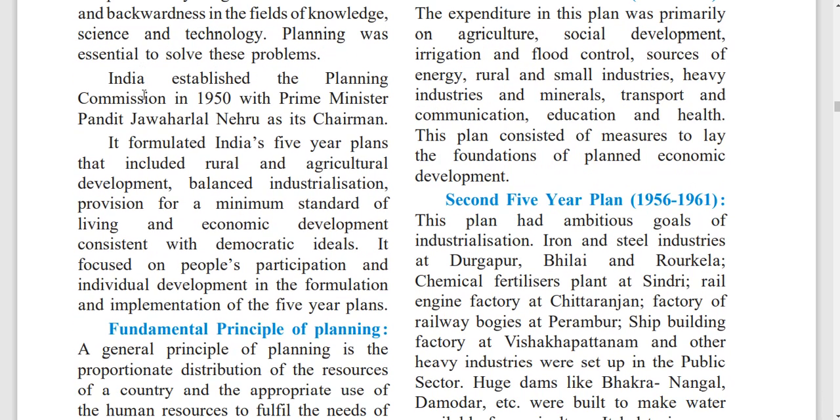India established the Planning Commission in 1950 with Prime Minister Pandit Jawaharlal Nehru as its chairman. It formulated India's 5 year plans that include rural and agricultural development, balanced industrialization, provision for a minimum standard of living and economic development consistent with democratic ideals. It focused on people participation and individual development in the formulation and implementation of the 5 year plans.